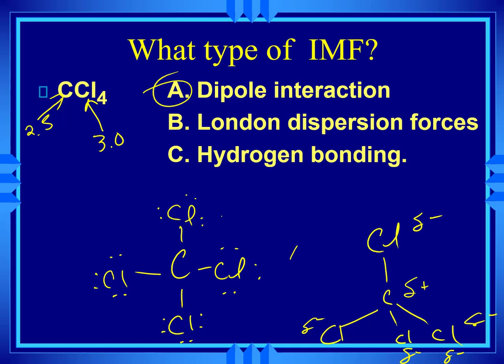Do I subtract to figure out whether this bond is polar? It was, because that's 0.5 or bigger. C is 2.5, Cl is 3.0. That's a difference of 0.5. All the bonds are polar. Okay, so then I have to worry about the shape. In order to be polar, you've got to be a non-symmetrical shape. That's a symmetrical shape, so that's non-polar. So the answer for this one is it can only do dispersion forces.